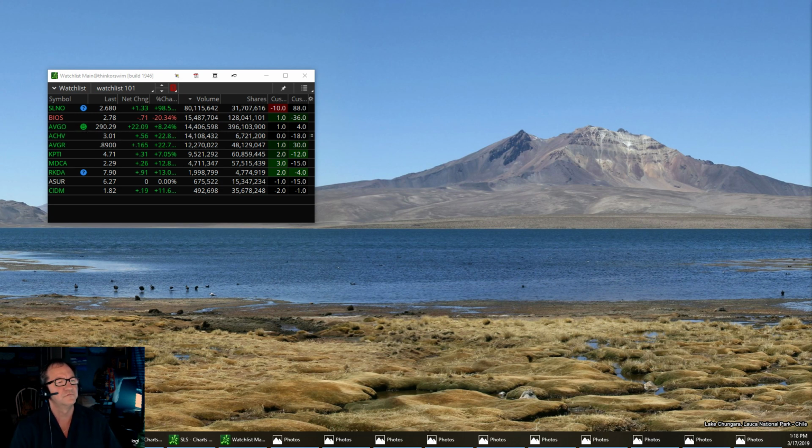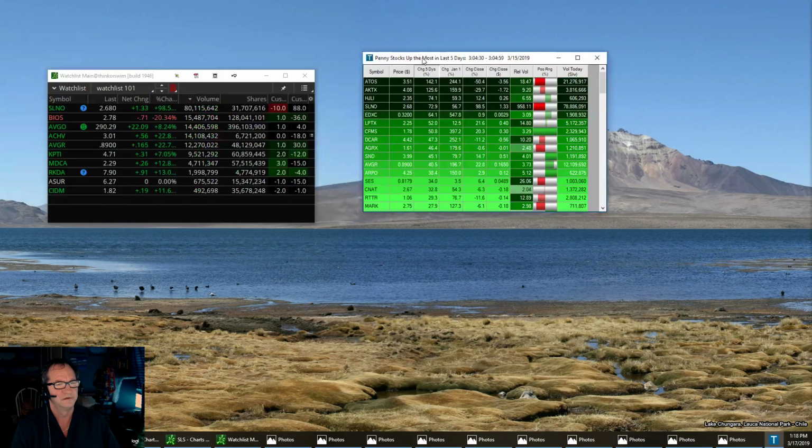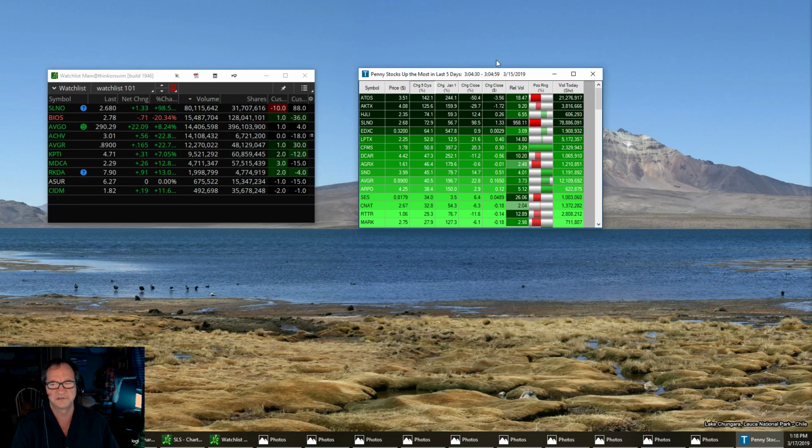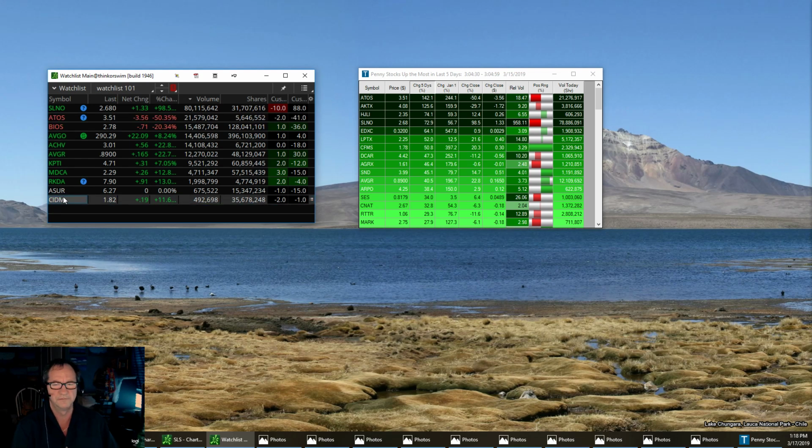So I'm going to come over here and look at some other ones that we've been watching. And this is on my penny stock scan, 5-day highs. I remember ATOS was on the ticker. It ran pretty good the day before. We made money on that. And I'm going to add these top ones here, maybe AKTX.